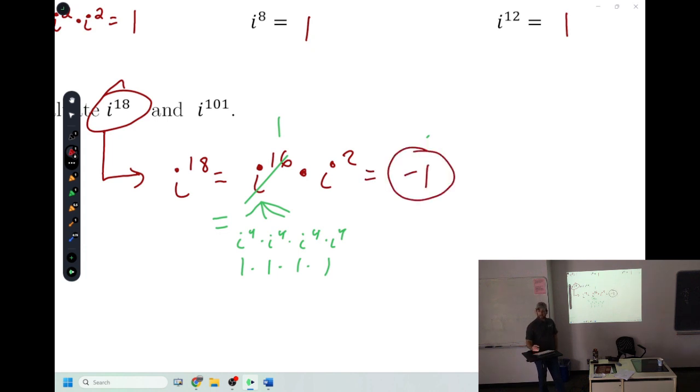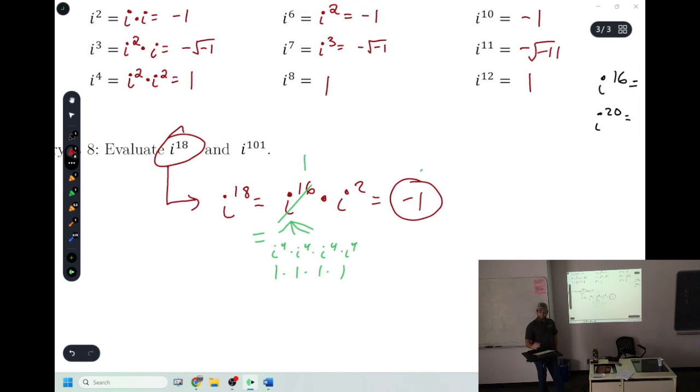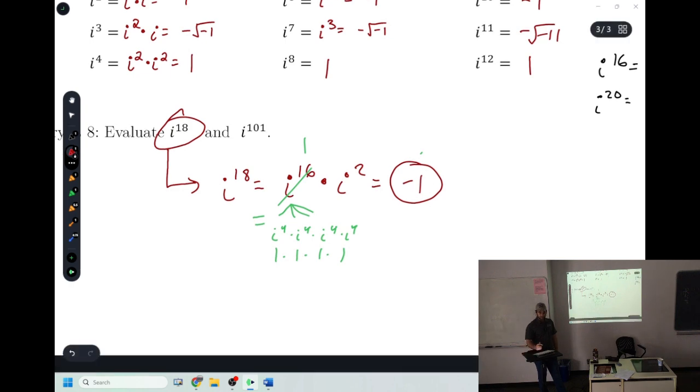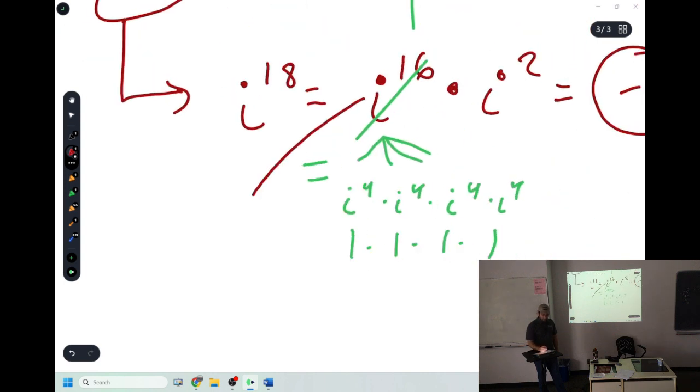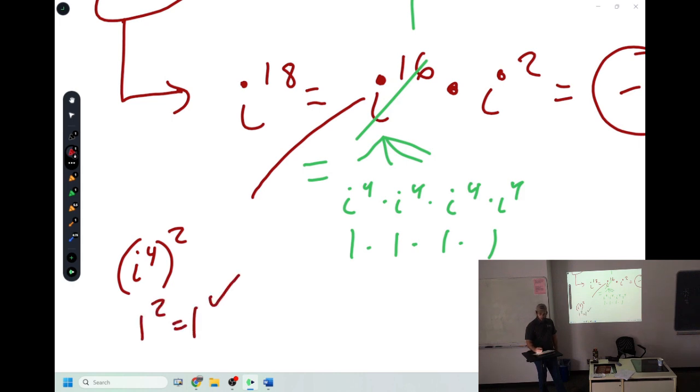Negative 1? Could you also do like the multiplication of it? Like i squared to the power of 4, or i to the 4th squared? Yeah, that'd be funner. You could. Watch this. You said, could we actually turn i to the 16th into i to the 4th squared? And that would just be 1 squared, which is just 1. Check mark. Or i squared to the 4th. This one's a little less obvious, but true.